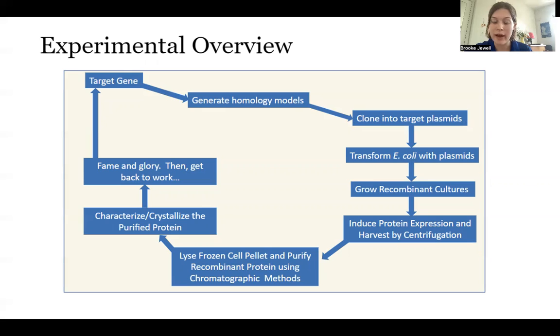So then once we have that background information, we're going to clone into target plasmids. Then we're going to transform E. coli with the plasmids, and we're going to put our plasmids into E. coli. Then we're going to grow our recombinant cultures. We're going to induce protein expression and harvest by centrifugation. We're also inducing with IPTG at 1 millimolar concentration. We're going to lyse the frozen cell pellet and purify recombinant protein using methods such as IMAC. Then we are going to attempt to characterize and crystallize the purified protein. And as Dr. Hurlburt says, fame and glory, now get back to work and start a new project.